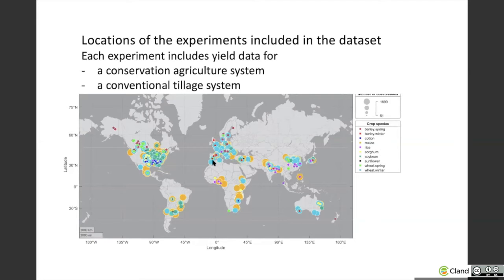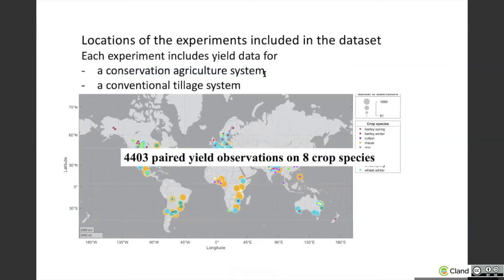The circles here indicate the locations of the experiment, and each experiment consisted in two treatments. Conventional tillage system and conservation agricultural system. Conservation agriculture is a system consisting in combining no tillage, so zero tillage, soil cover with crop residues, and rotation, at least three crops. So here the objective was to see whether there is high chance or not to have a yield gain with the conservation agriculture compared to conventional tillage system.